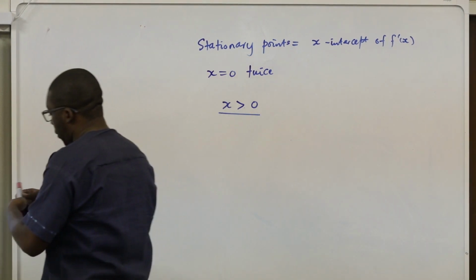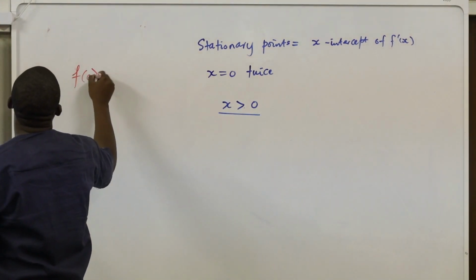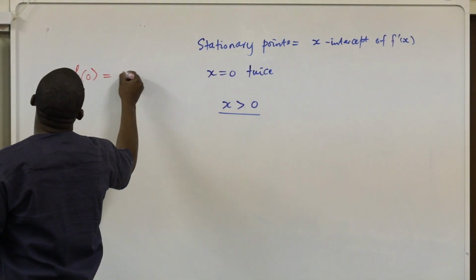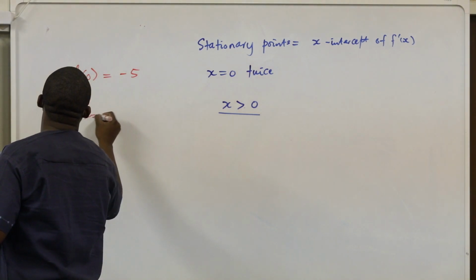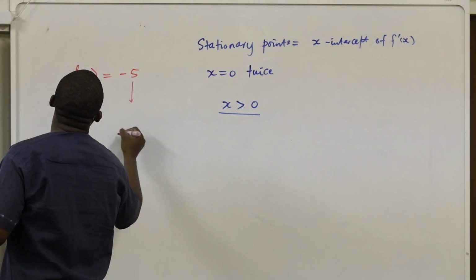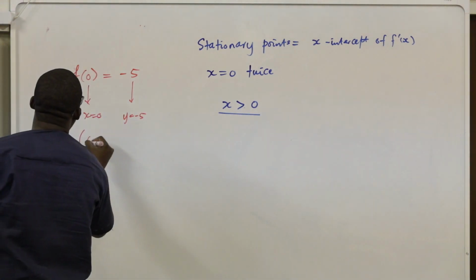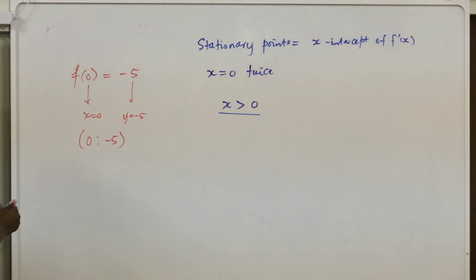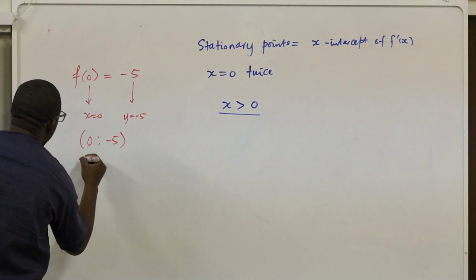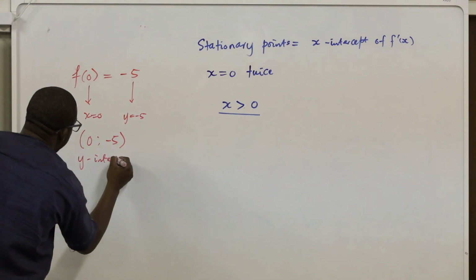Let's look at the first piece of information. The first piece of information we're given is f of 0 is equal to minus 5. This implies that x was equal to 0, and the corresponding value would be y is equal to minus 5. So there's a point 0 and minus 5. This point is otherwise known as the y-intercept.